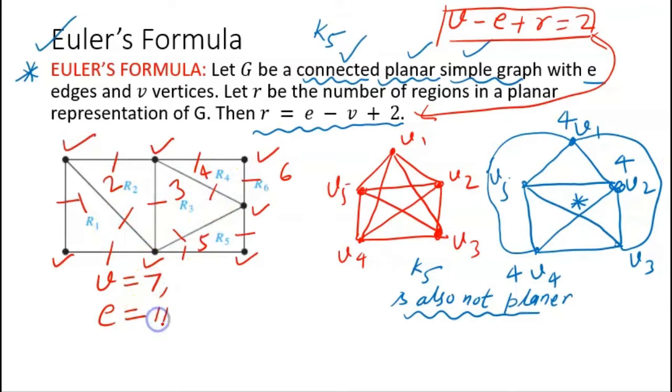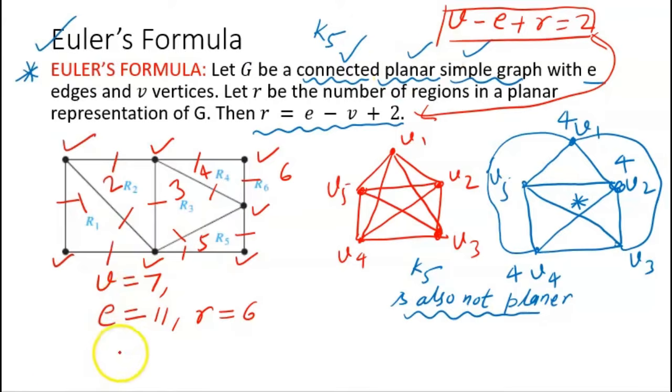So we have 11 edges, and we already have counted the number of regions, that is R is equal to 6. Regions, I hope you understand, are the bounded areas, like R1 is 1, R2 is 2, R3 is 3, R4, so we already have counted 6 regions.